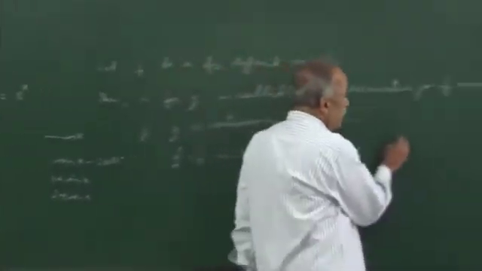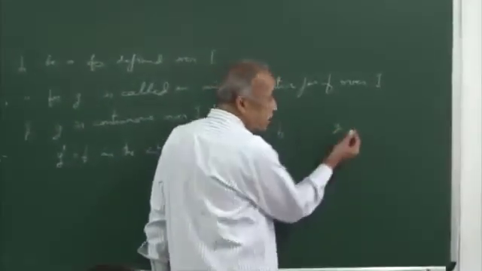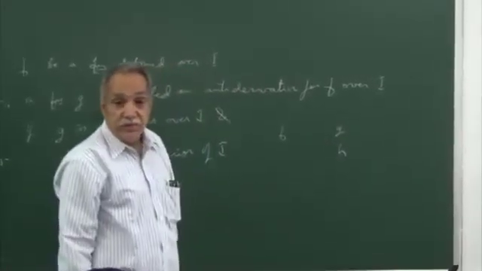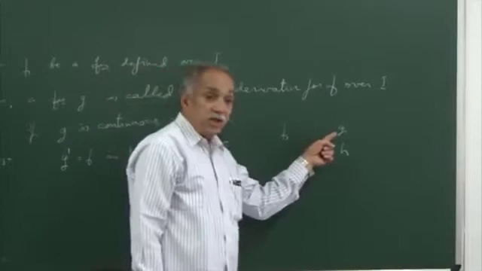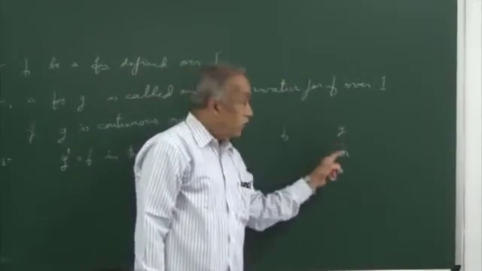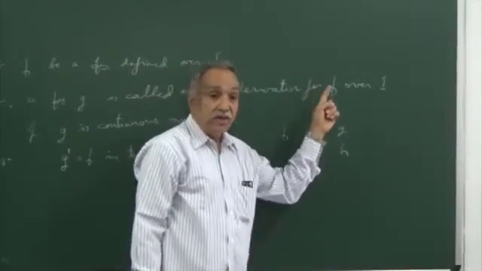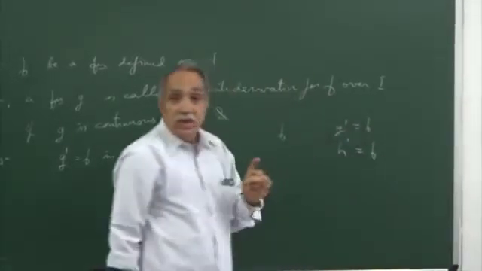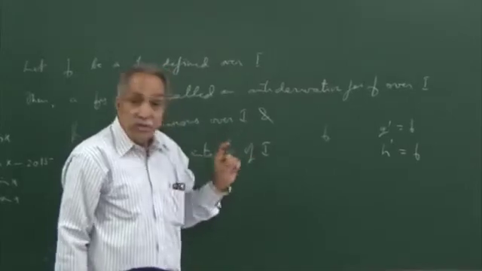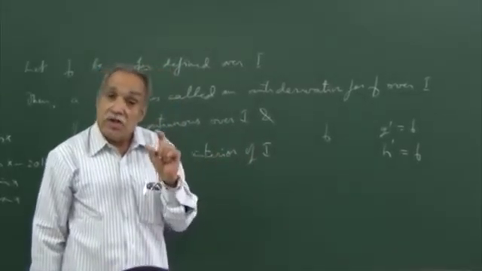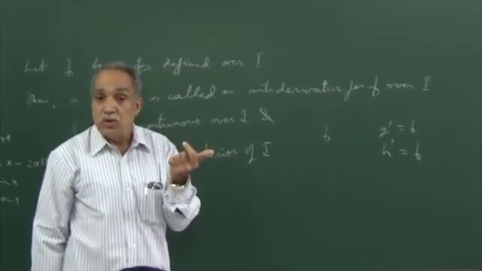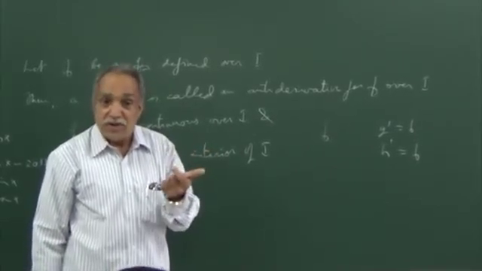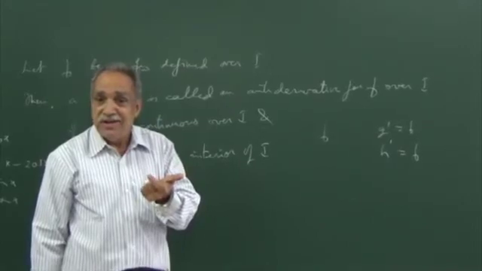Suppose f is a function, g is one antiderivative, h also is an antiderivative. Means what? g is continuous over that interval, h also is continuous over that interval, g prime is f, h prime is also f. My question, should g minus h be a constant or can it be something else also? Should be a constant. Any justification?